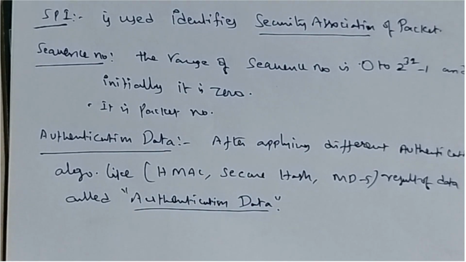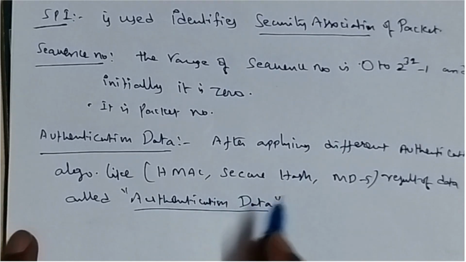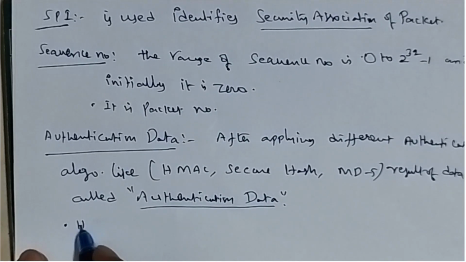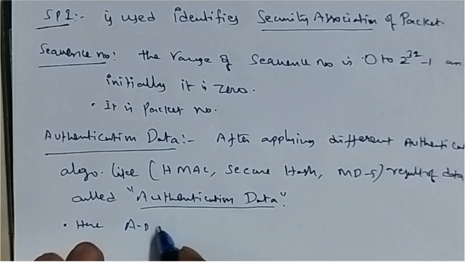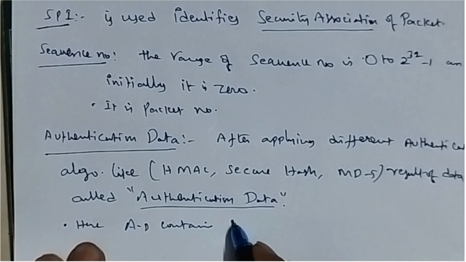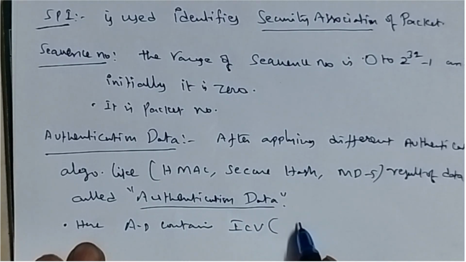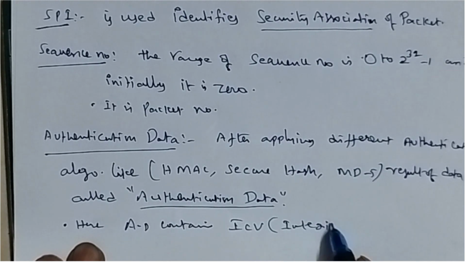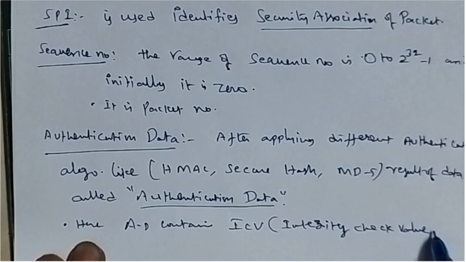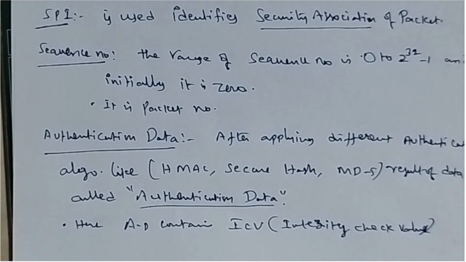Okay, here the authentication data contains the integrity check value. If there are any unwanted modifications or changes done, the data is determined. Here AD contains ICV. What does ICV mean? Integrity check value. What is integrity? No modifications. If any modification is performed, this integrity check value will find the modifications.